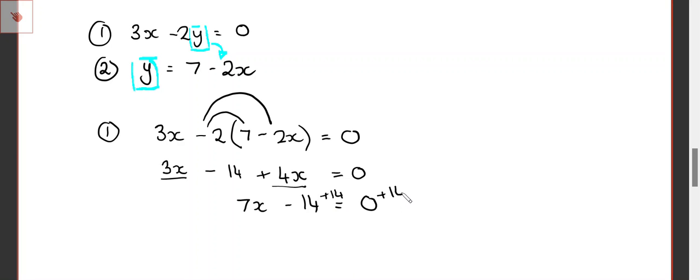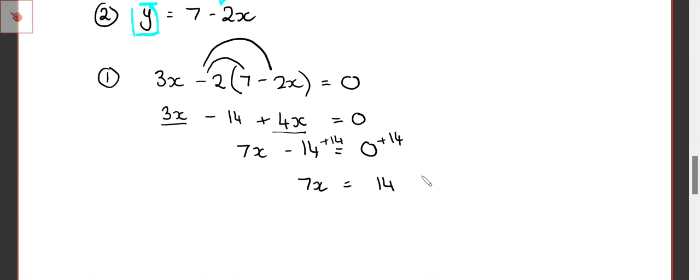Add 14 to both sides using our, what's it called when you do that? So what are we applying? An equivalence transformation, good. We're not moving from side to side. We've said, well, if 7x minus 14 is equal to 0, then 7x must be equal to 14. And then finally, we divide by 7, and we get x equals 2. All done? Question finished? No.